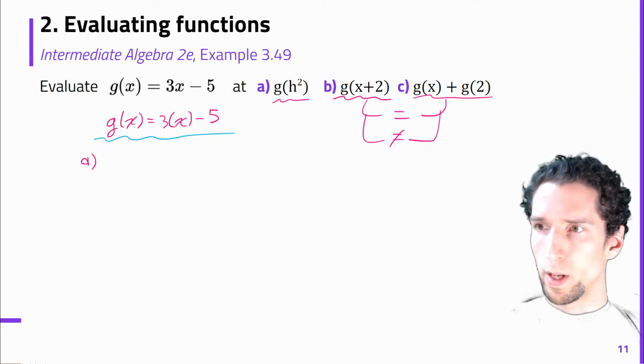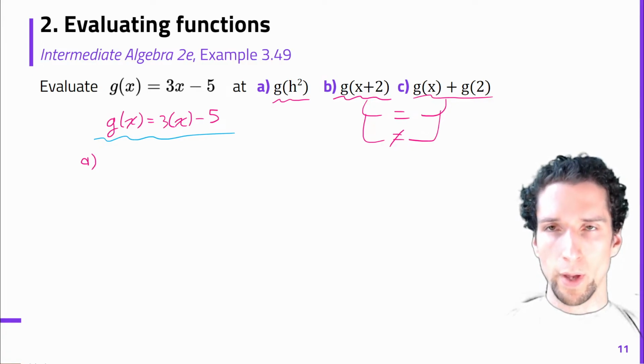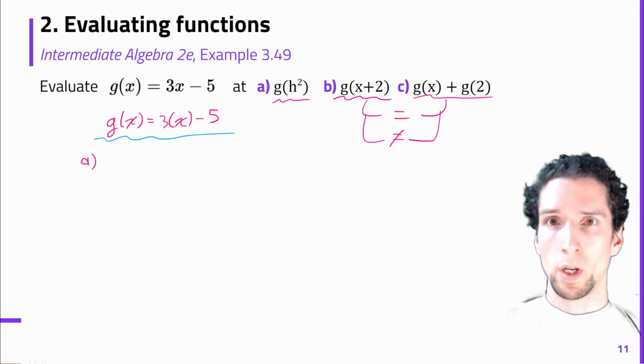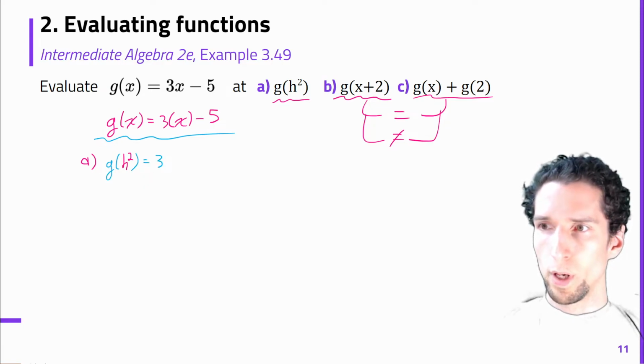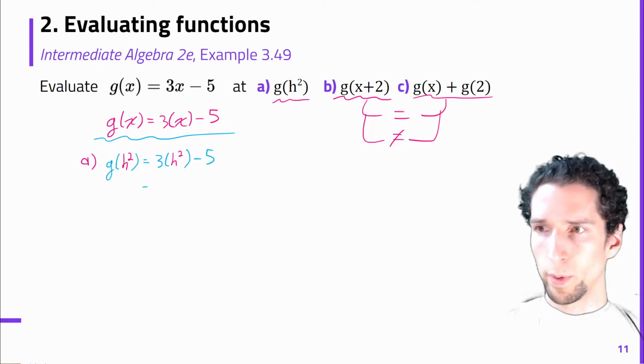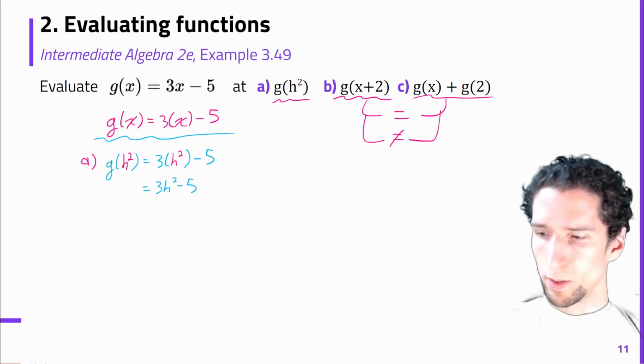So part A, g of h squared. Anything where we have x, we are going to rewrite to have h squared. So g of h squared is equal to 3 times h squared, minus 5. And then here, there's nothing to evaluate. We'll just rewrite without the brackets. 3h squared minus 5.